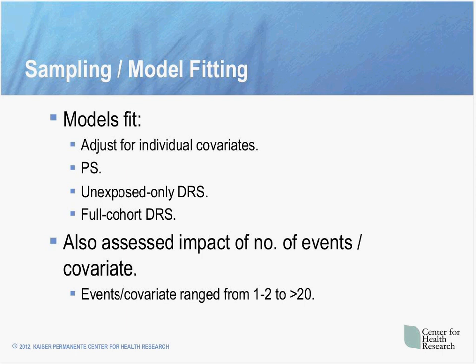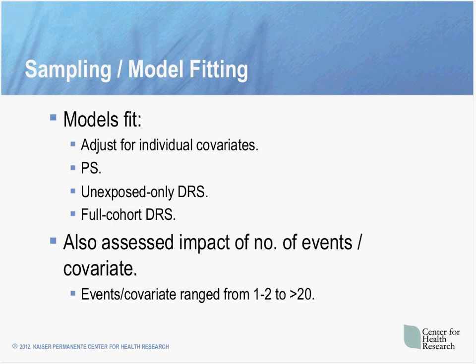We adjusted for the individual covariates, we adjusted for a propensity score, and considered two applications of the disease risk score. One, we just restrict to those folks who are unexposed, fit the model, and apply it to everyone assuming unexposed. And then the Miettinen approach, where you fit a model adjusting for everyone with exposure, but then when you compute the score, assume everyone's unexposed. So we looked at those as well.